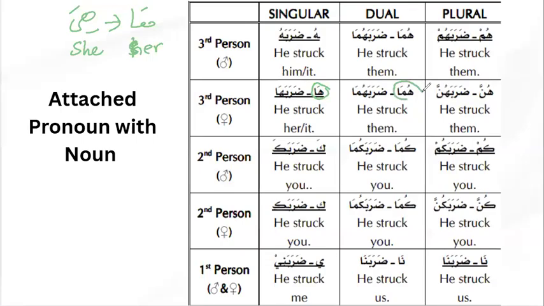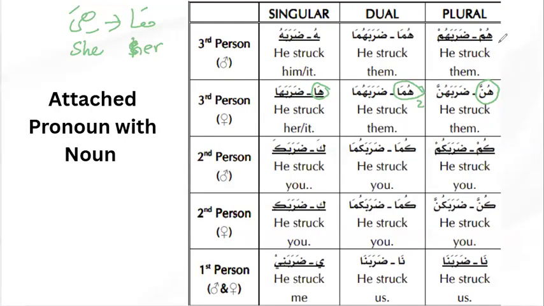Darabahuma. Huma means them two, referring to two people. Darabahuma, he struck them, meaning he struck two people. Could be male and male, could be female and female, and could be male and female. Hunna refers to the plural of females. So daraba hunna, if hunna is coming at the end of daraba, it means he struck them.